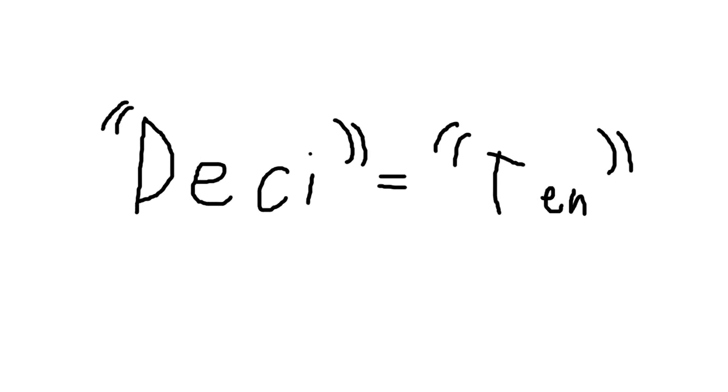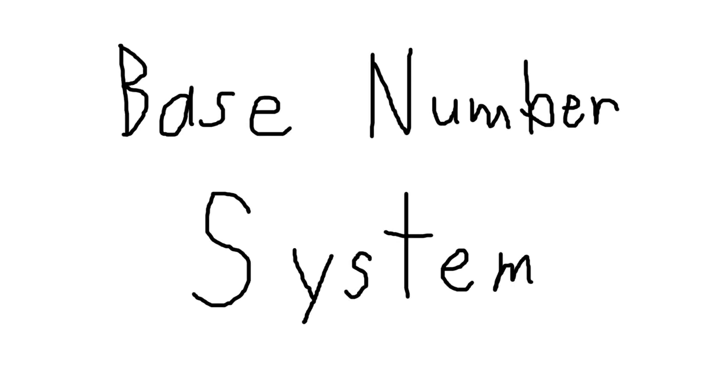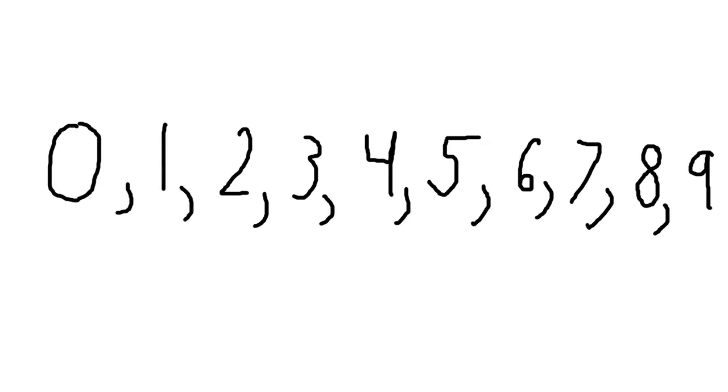So you may not know it yet, but you know base 10 already. Base 10 is called decimal. Deci meaning 10, and the whole thing meaning a base number system. But since it's base 10, there are 10 digits which you can use. 0, 1, 2, 3, 4, 5, 6, 7, 8, and 9.